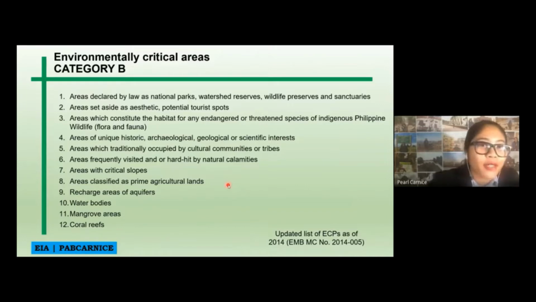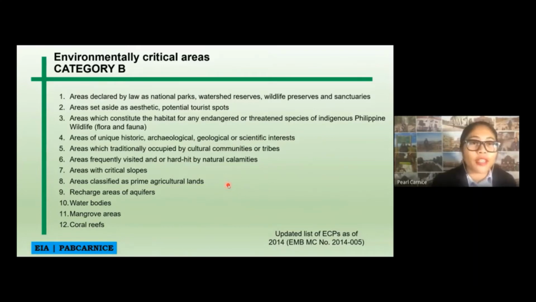Next is areas classified as prime agriculture lands. I know you might think that there are actually a lot of people or private landowners that are converting their prime agricultural lands into a different kind of land use. Most of them, basically, especially if it's near an urban area, are converting it into residential areas. So definitely, if you will be doing that, therefore, you need to secure an ECC.